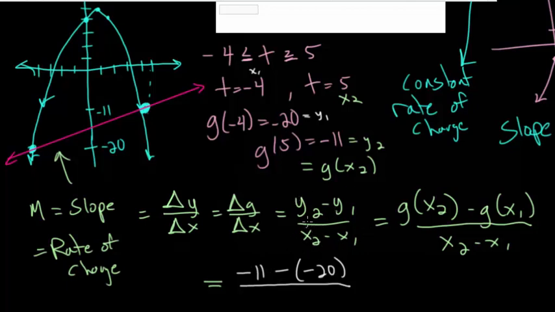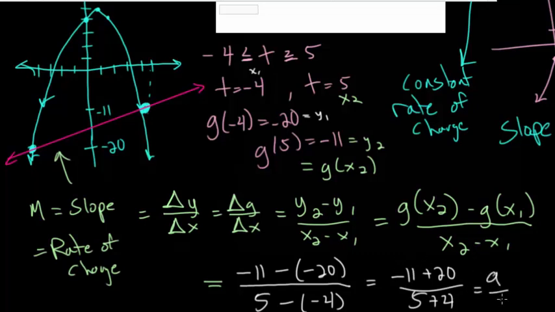And in the bottom, you have x2, which is 5, minus x1, which is -4. Again, we'll put it in parentheses. So here you have -11 plus 20, divided by 5 plus 4. So that's 9 divided by 9, which is 1. And so what we found is a slope of 1, or you can write it as 1 over 1.